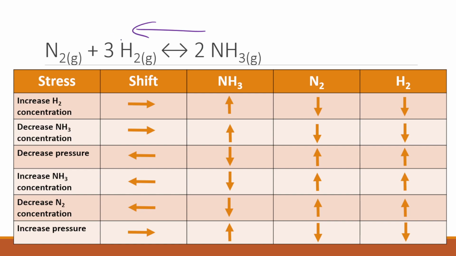As a result of this shift, the NH3 concentration is going to go down. We're going to use it up faster than it gets made. The N2 and the H2 are going to go up. We're making them faster than they combine.